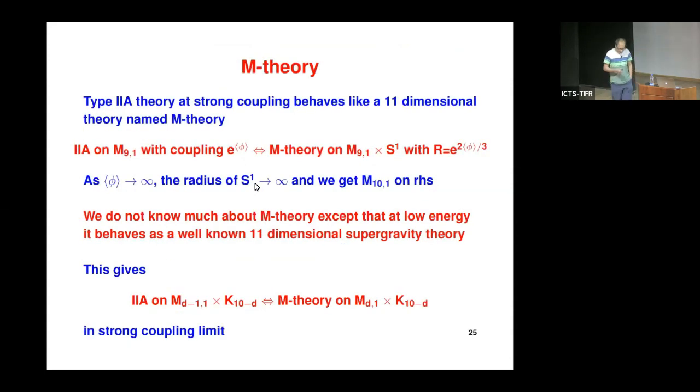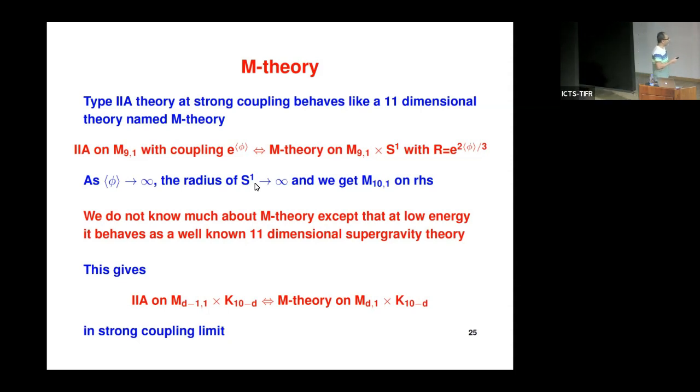So now let me turn to another way of compactifying string theory, another way of getting low energy physics out of string theory, and that's called M theory. It turns out that type 2 theory at strong coupling behaves like an 11-dimensional theory, and this 11-dimensional theory is called M theory. The precise relation is the following.